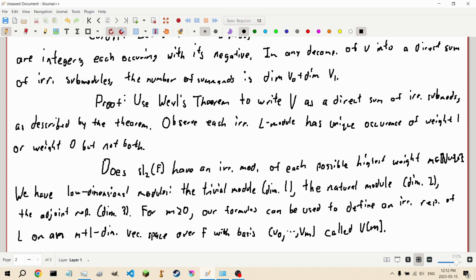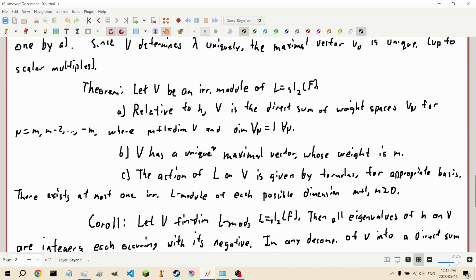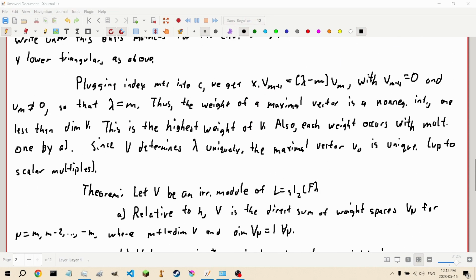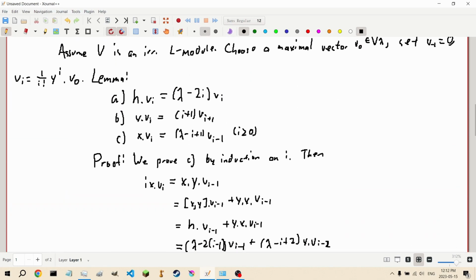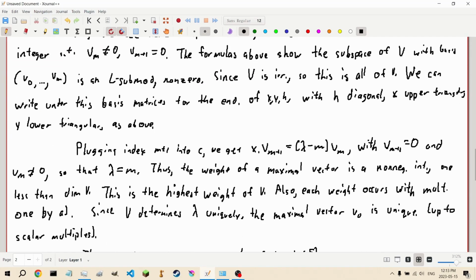The actual construction they don't have explicitly, but I think you would just define each vector, v0 to vm, and then define the representation as being equal to these formulas that we extracted from before.